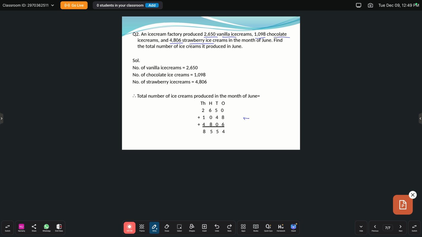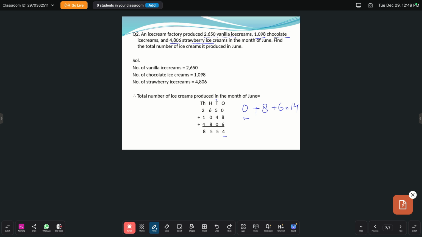So let us begin with first addend it is 0, plus second addend we have 8, and third addend we have 6. So what is the total number here? It is 0 plus 8 is 8, 8 plus 6 is 14. So we will write only 4 here at ones place, under ones place, and 1 we will carry over to tens place. Okay.